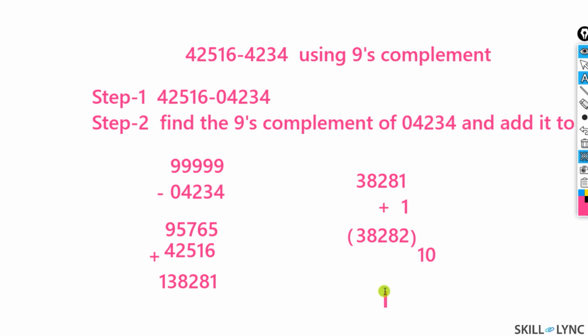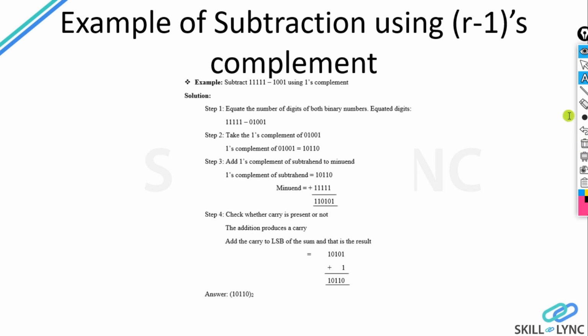First of all, equate the number of digits. If the number of digits are equal, then find the r minus 1's complement of the second number. Then add it to the first number. After adding, simply find out the carry. If carry is there, add it to the LSB. If carry is not there, then discard it, take the complement again, and put a negative sign.